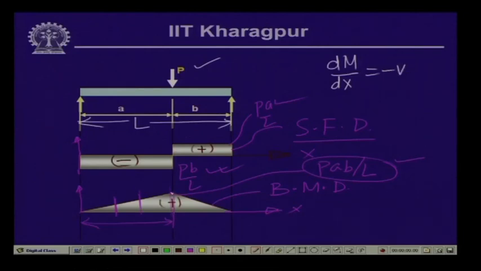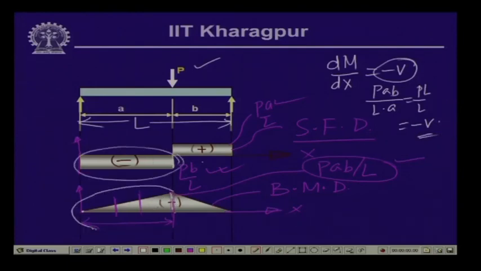So, now here the moment is P a b by L, here it is 0, and over the length L, the value of dM/dx is P a b by L divided by a, which equals P b by L. Here it is expected that it will be minus P b by L, as minus V. So this is nothing but V, the shear force P b by L, which is minus of V over here.